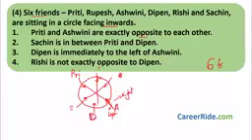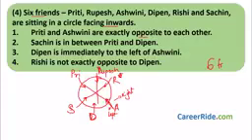So cancel this and this. Sachin will be here. Okay. Next, Rishi is not exactly opposite to Dipen. Opposite to Dipen is this position, so Rishi will not come over here. Rishi will be here. And who is remaining? Rupesh is remaining, so Rupesh comes over here. So this is our seating arrangement.